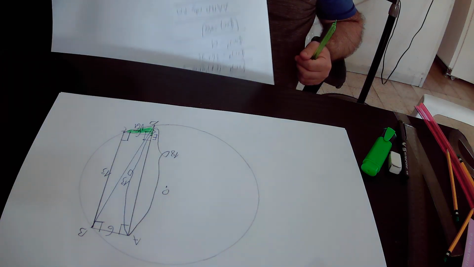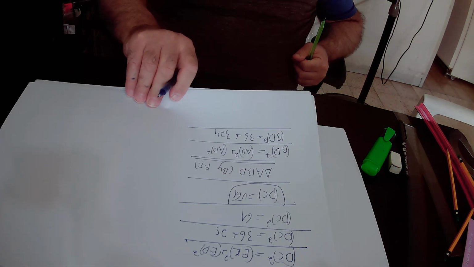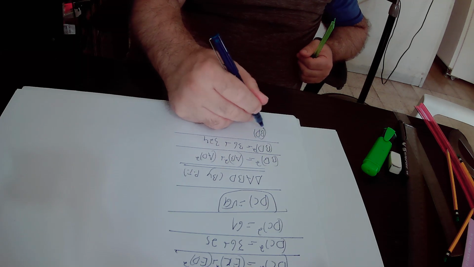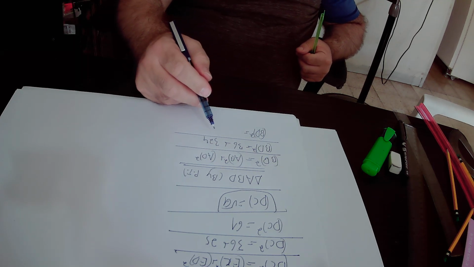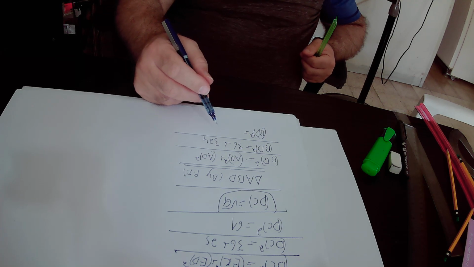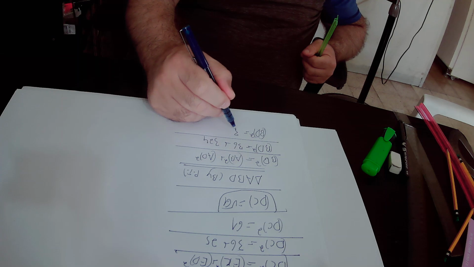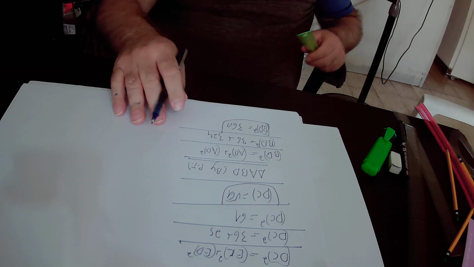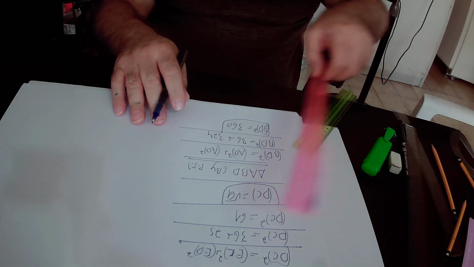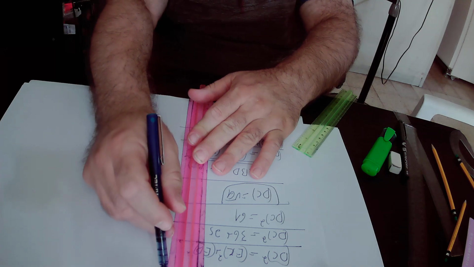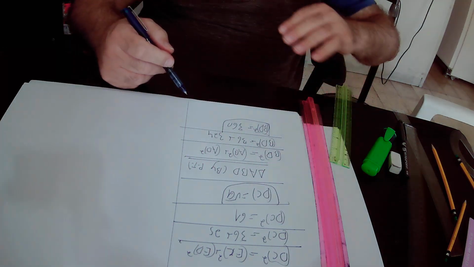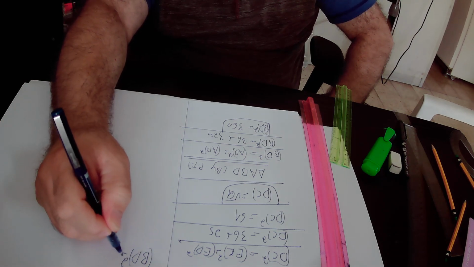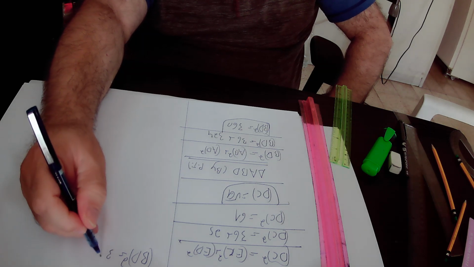So in conclusion, we found out that BD square, that is the square of the hypotenuse of the right triangle ABD, equals 36 plus 324. 36 plus 324 is 360. So BD square equals 360. We'll substitute 360 by 36 times 10, and we'll get that BD square equals 36 times 10.